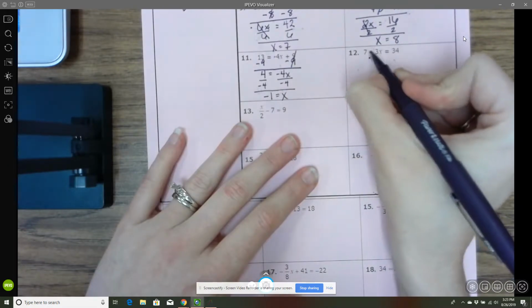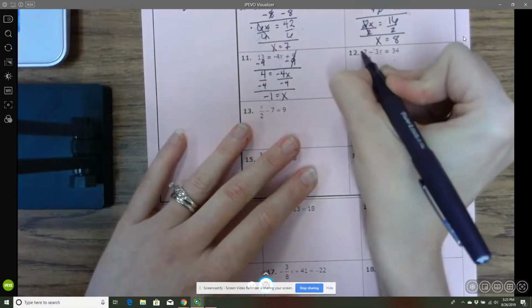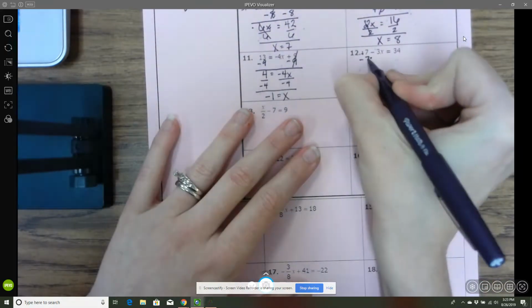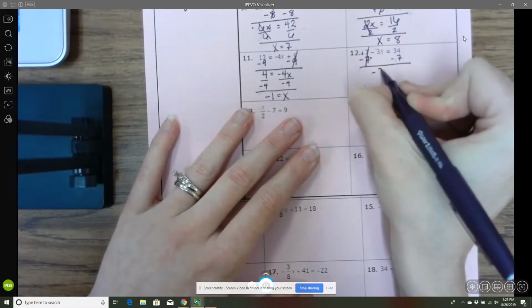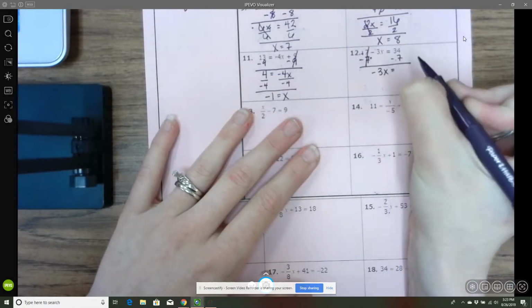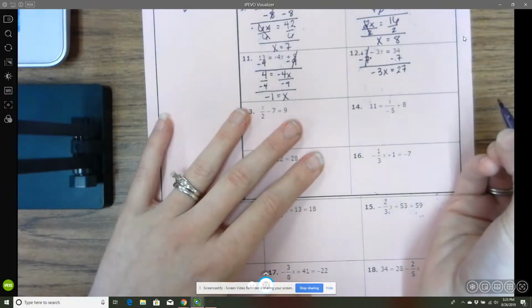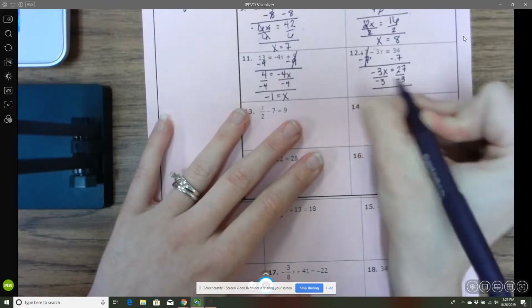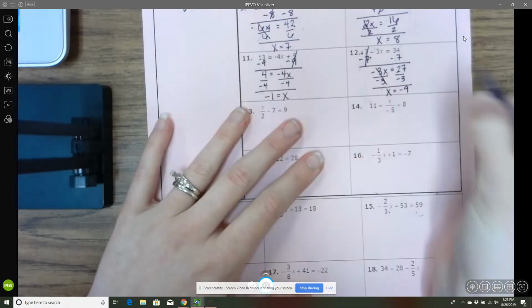So now I've got 7 minus 3x. So this is still a positive. This would be like a positive 7. So to do the opposite of a positive 7, I would subtract the 7. So this cancels. I've still got a negative 3x, and 34 minus 7 would give me 27. Then I can divide by the negative 3. This cancels, and x would equal negative 9.